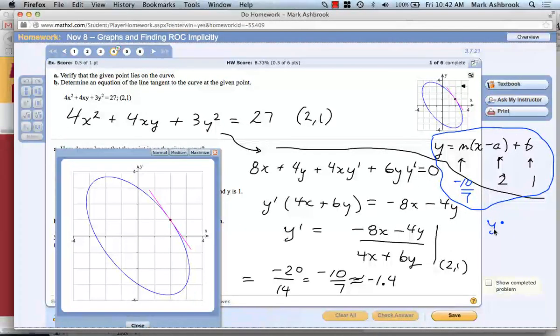They're asking for y equals mx plus b. Different b, right? This isn't the y-intercept, right? So this b is the y-intercept.